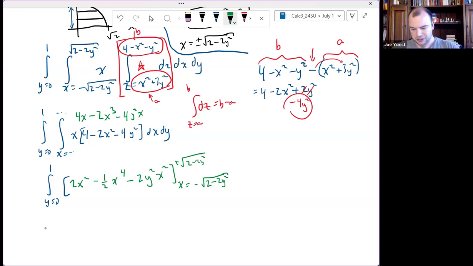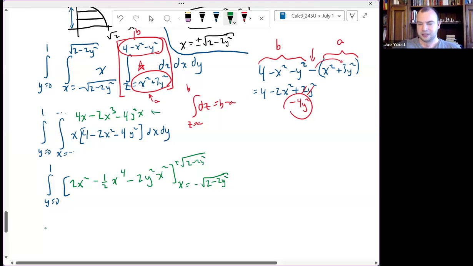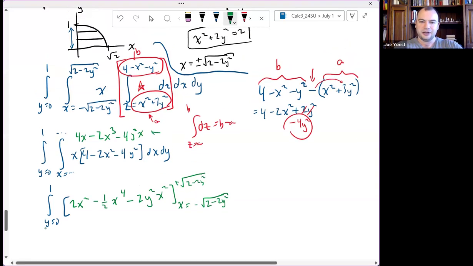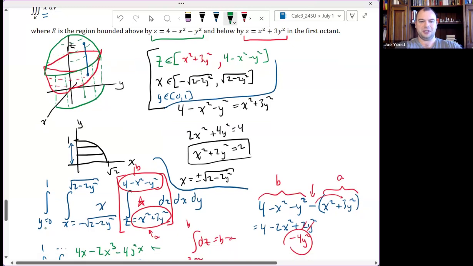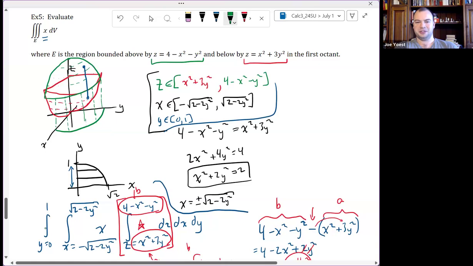Let me double check my notes here. Okay. Yeah, that does look right. I did get that for one of the intermediate steps in the green up here. Ah, I knew that I had made a mistake. Did anybody catch my mistake? I made a silly mistake up here, all the way back when I was setting up the regions of integration.